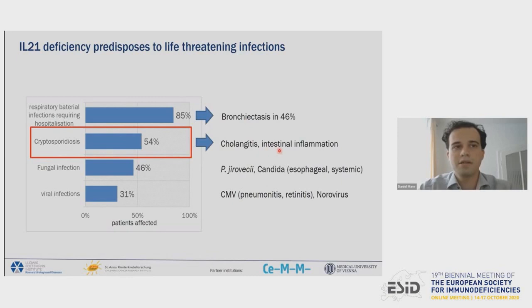Fungal infections were seen in 46% of patients, with 4 patients being affected by esophageal or systemic candidiasis and 3 patients suffering from pneumocystic infections of the lung. Viral infections were noted in 4 patients and consisted of CMV pneumonitis, CMV retinitis, persistent norovirus infection, and also persistence of rubella vaccine.